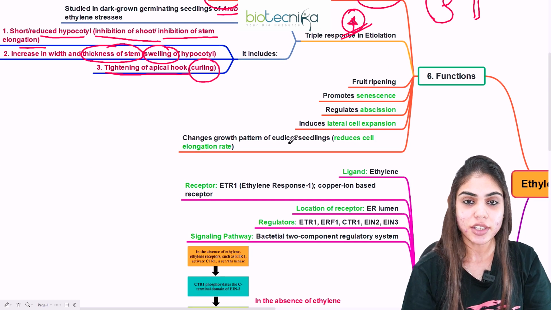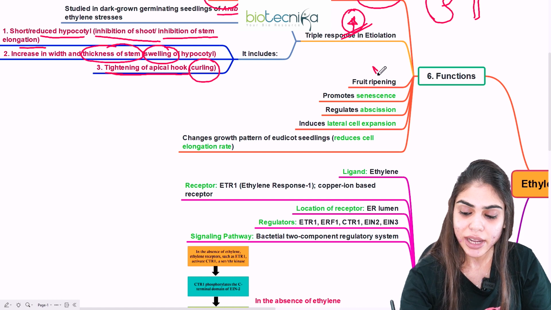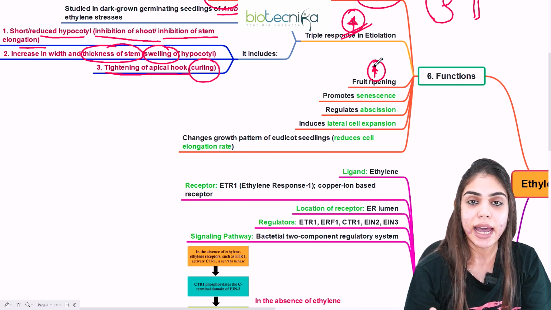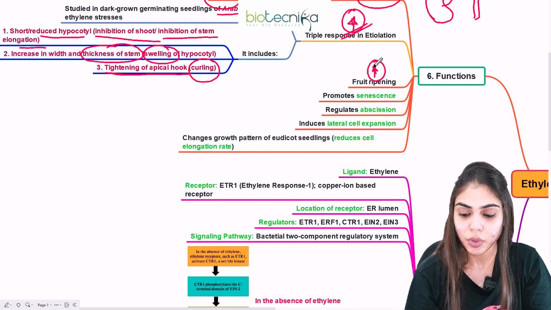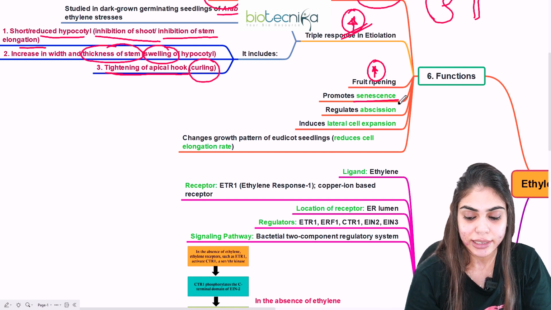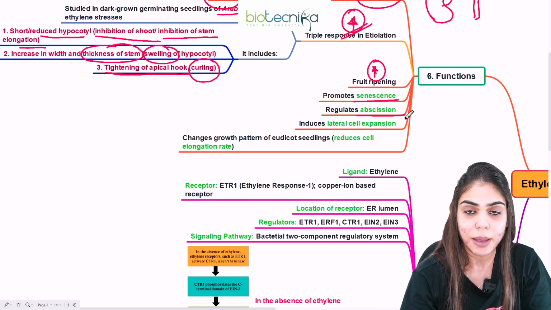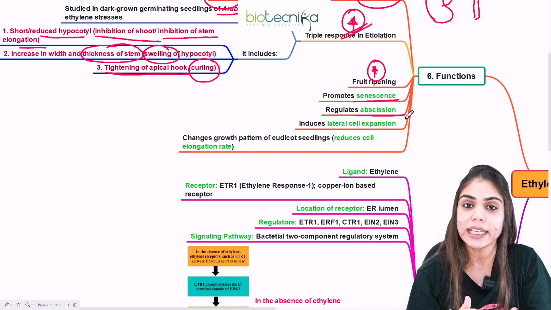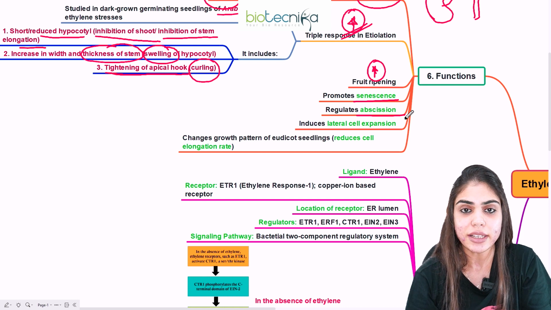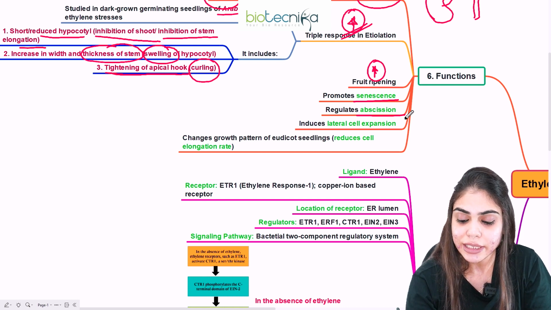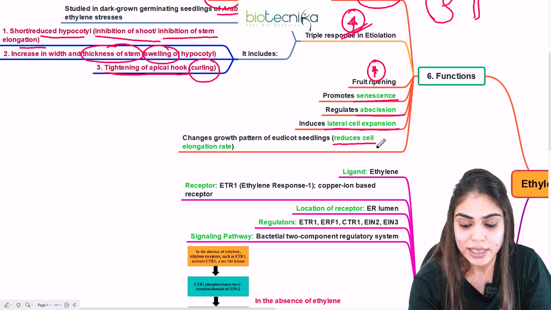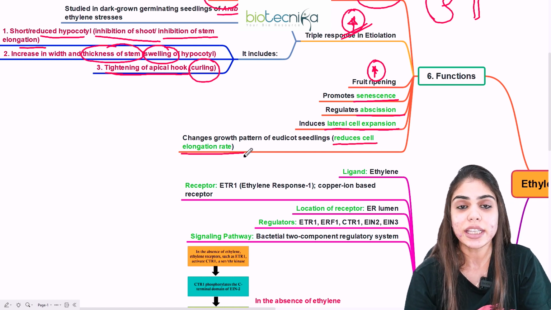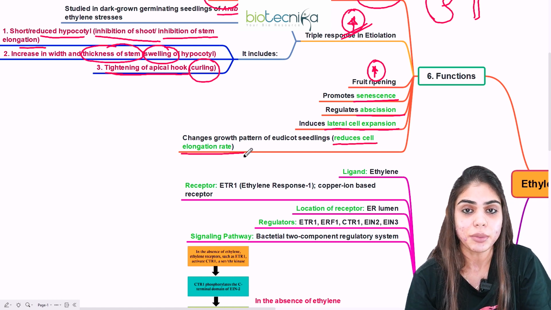Now the next function is the fruit ripening. It also helps in the fruit ripening process as it's a gaseous hormone. It promotes the senescence in leaves. It also regulates the abscission process. What's abscission? It's the natural detachment of ripened fruits and leaves from the plants. So it regulates the phenomenon of abscission, induces the lateral cell expansion, but it reduces the cell elongation rate. So these are all functions of ethylene hormone.